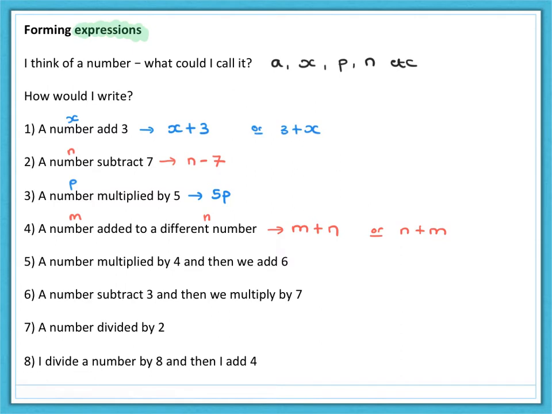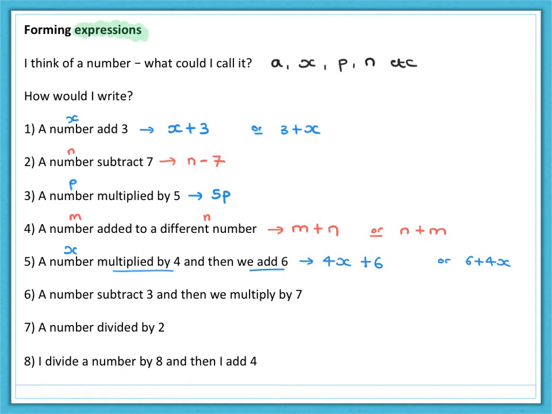Number 5, a number, I'm going to call it x. I multiply it by 4, well that gives me 4x, and then we add 6, 4x plus 6. Now you could rewrite that as 6 plus 4x. Again, addition is commutative, you can add in any order.